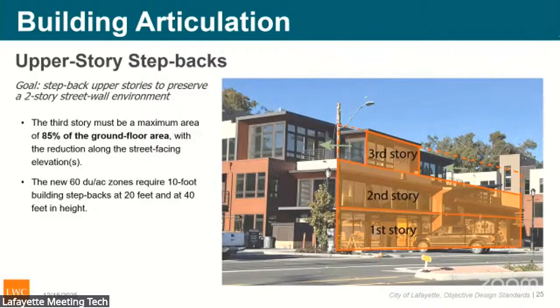And then the upper story step backs, we kept an existing standard in your current ODS, which required that the third story be no more than 85% of the floor area of the ground floor with that reduction along street facing elevations.